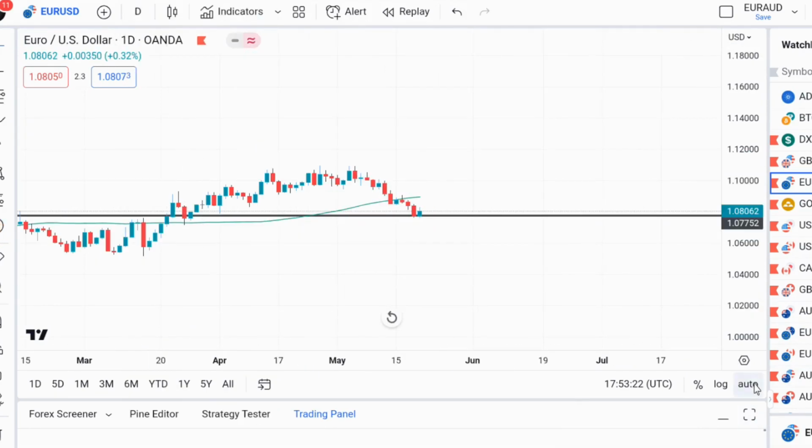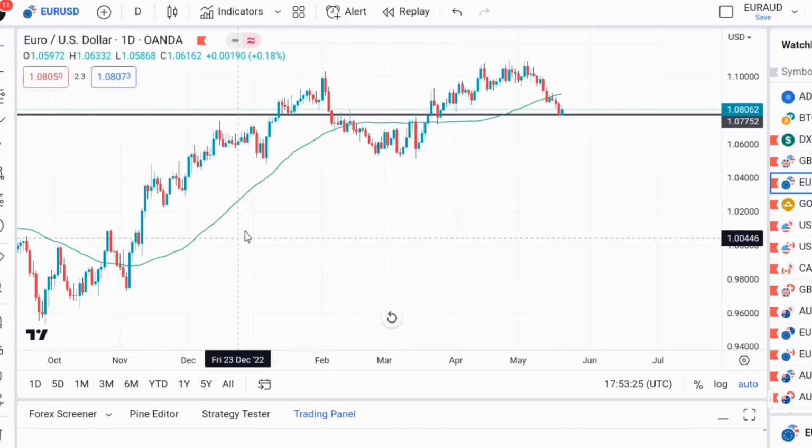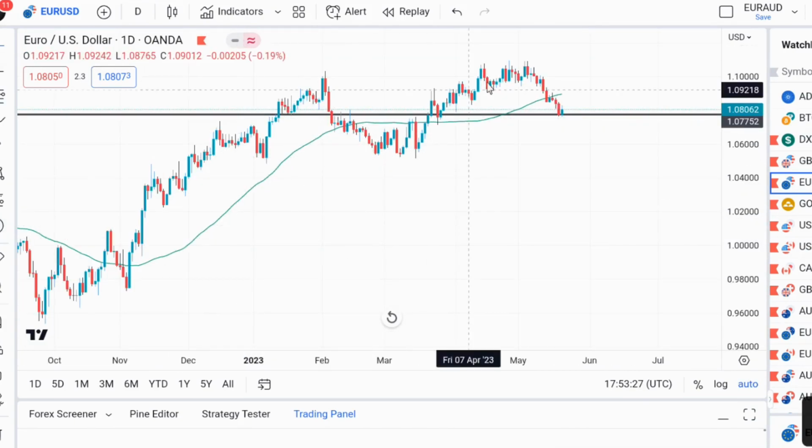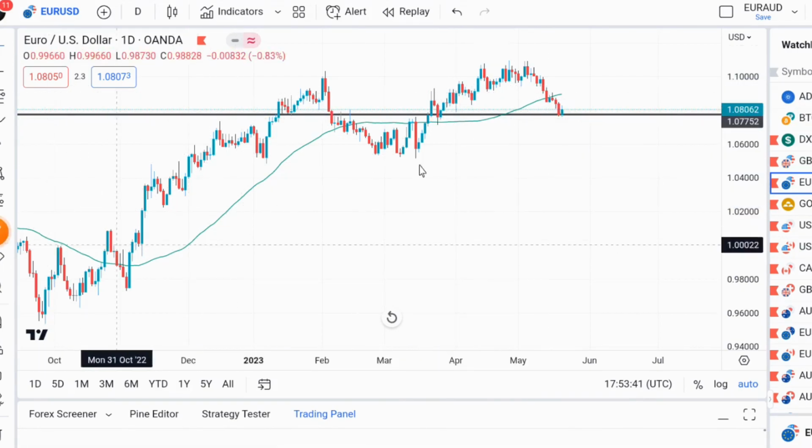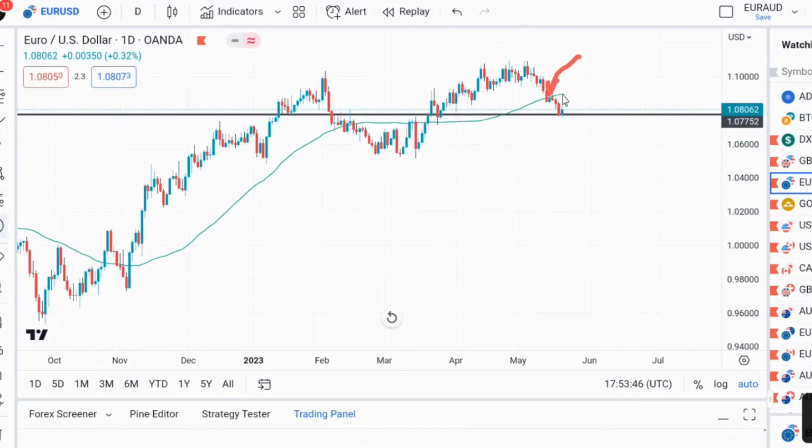So as you can see, this area is a strong support level too. So before we can say we want to short euro USD, another thing I can say here is that the moving average is above the price at this level. So the moving average is above the price at this particular level.